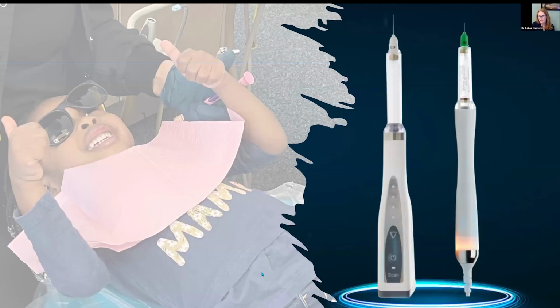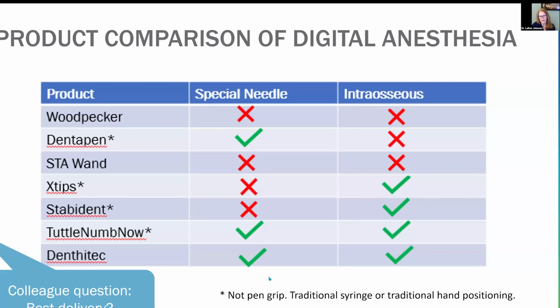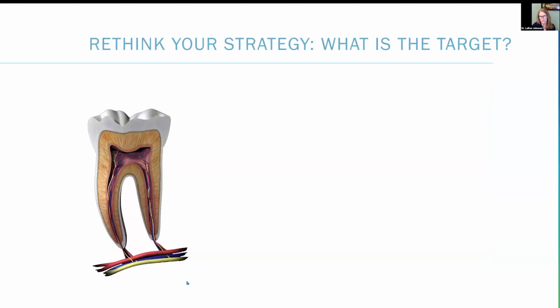Okay, so we're going to get on to the devices. We're going to do a quick review. Everybody asked me this: why would I buy this one when I could buy all these things? These devices, the dental high-tech devices, are the absolute only devices that are truly intraosseous, have a special needle, and have a pen grip. Everything else is some combination of it.